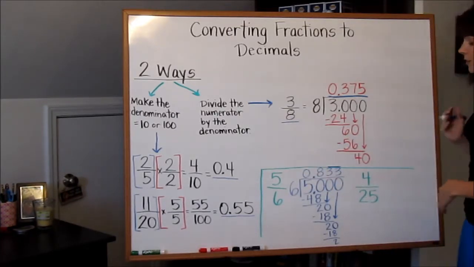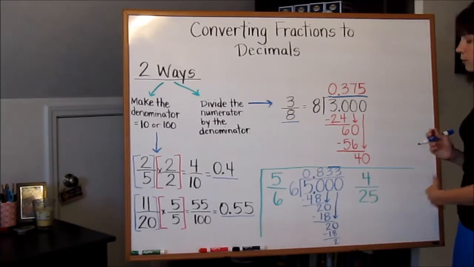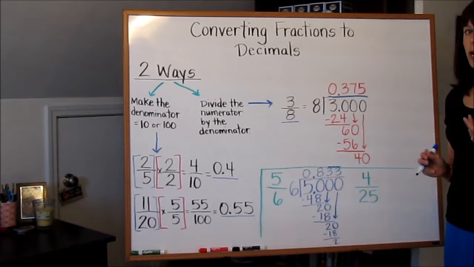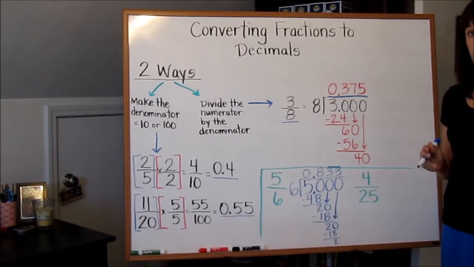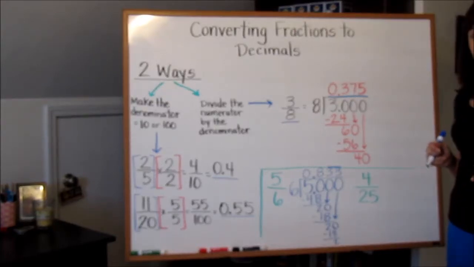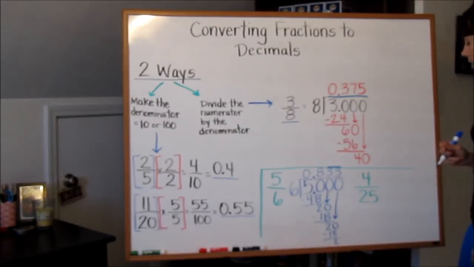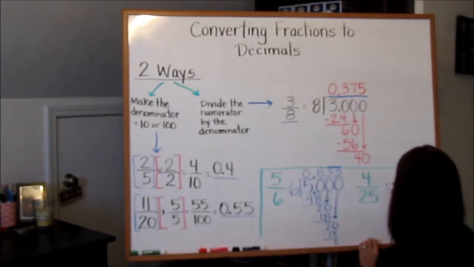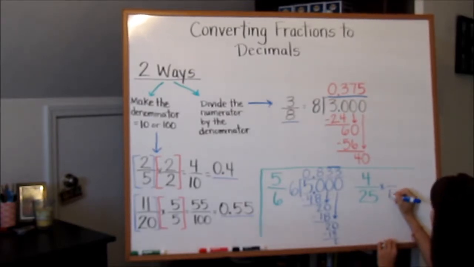Now 4/25 is going to be a little bit easier, okay? If I think of money and I think of 25 cents, well, I know 25 cents, if I add it a couple of times, will give me $1. In fact, 25 cents is equal to a quarter. If I have 4 quarters, I have $1 or 100 cents. So I know that if I multiply this times 4, I'll get 100.